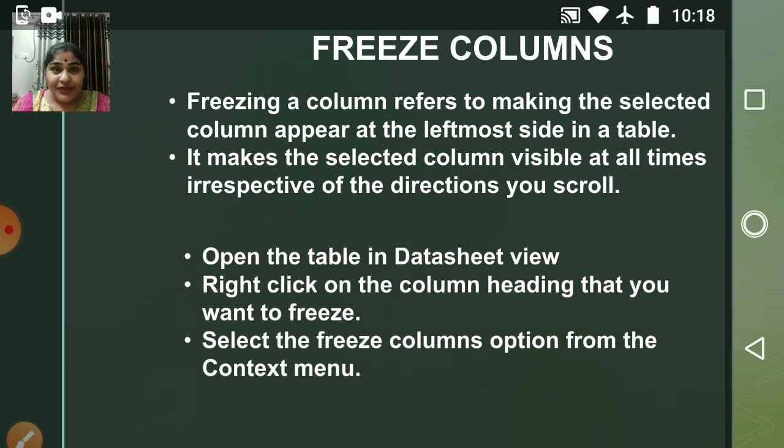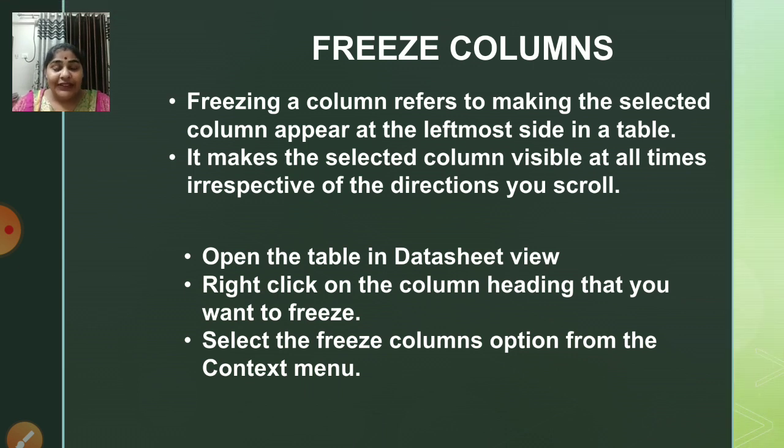These are the steps to freeze the columns, children. Open the table in datasheet view. Right click on the column heading that you want to freeze. Column heading means the field name. Then select the freeze column option from the context menu. When you right click on any field name, you will get the context menu, in which we have seen hide, unhide. Similarly, you will have freeze, unfreeze. From that you select the freeze column option, and that particular field will be visible at the leftmost side of your table.